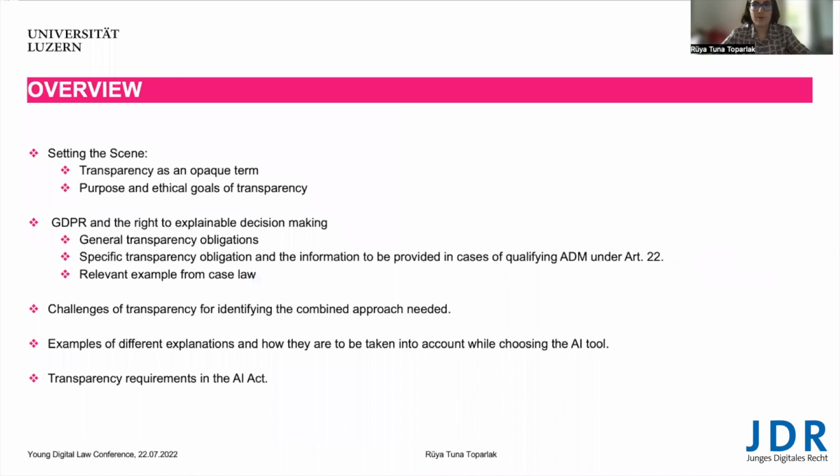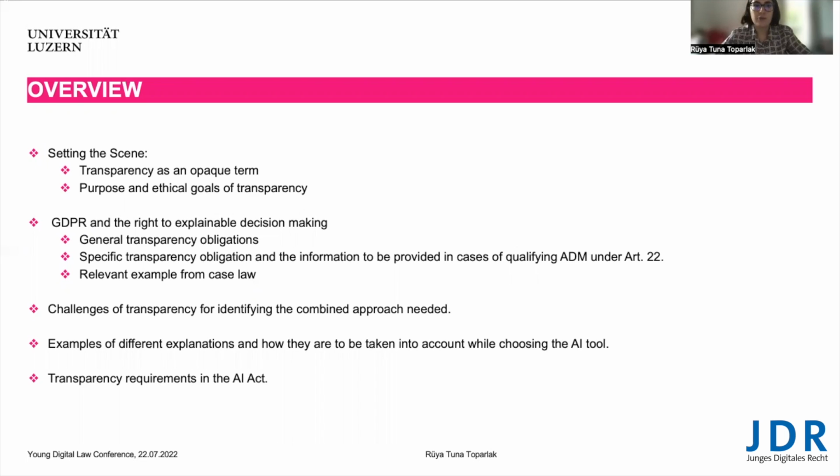So this is the overview of my presentation today. First, I want to talk about transparency as a term and the definition and the purpose and ethical goals it serves. Then I will move on to the GDPR and the right to explainable decision making. And here I want to talk about both the general transparency obligations and the specific transparency obligation and the information to be provided in case of qualifying automated decision making.